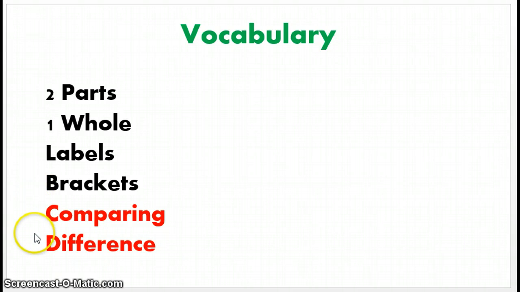And then today we have two new words, comparing and difference. I'm going to be using these two words a lot today. A comparing bar model is basically when you have two items that you're looking at and you're comparing them. And when you compare them, a lot of times we are talking about the difference. We are also sometimes talking about how they're the same. But in comparing bar models, we're looking at the difference between two items.